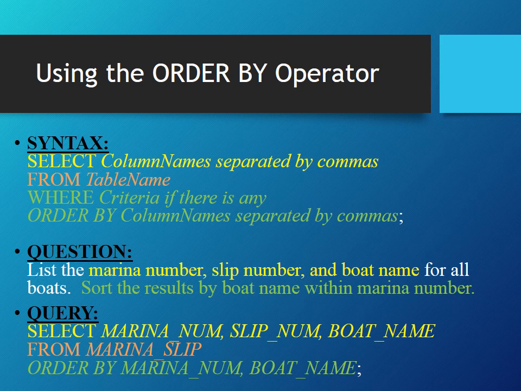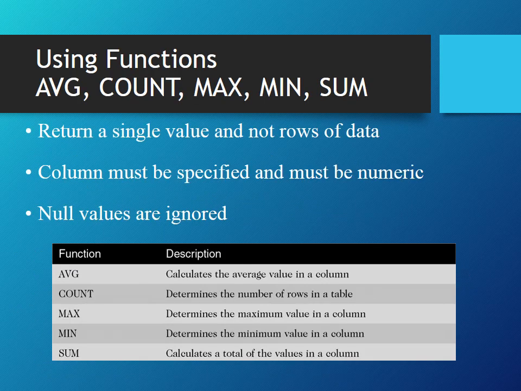Let's look at functions. There are many MySQL functions, but the ones we will use in this course are average, count, max, min, and sum. Functions are used to return a single value for desired data. To use functions, the column being used must be specified and must be numeric. Null values are ignored. Let's look at an example.